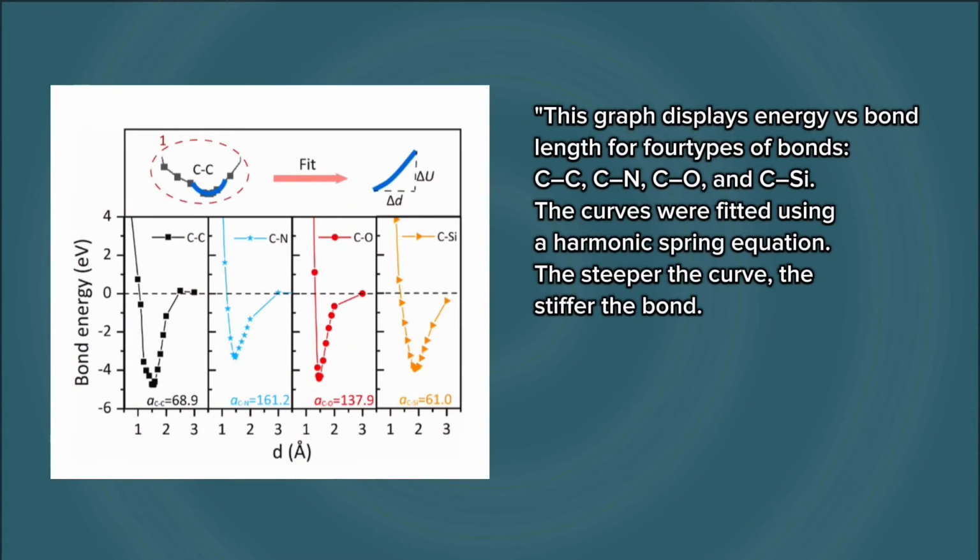This graph displays energy versus bond length for four types of bonds: carbon to carbon, carbon to nitrogen, carbon to oxygen, and carbon to silicon. The curves were fitted using a harmonic spring equation. The steeper the curve, the stiffer the bond.